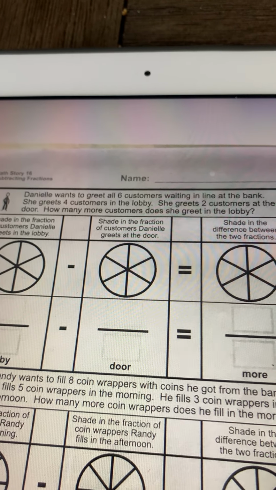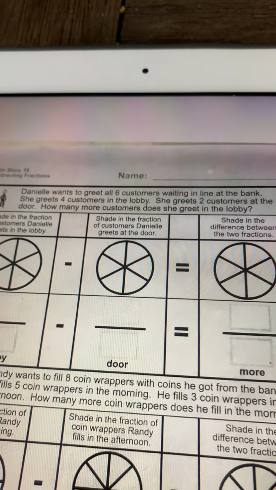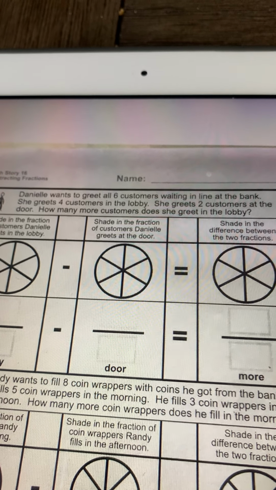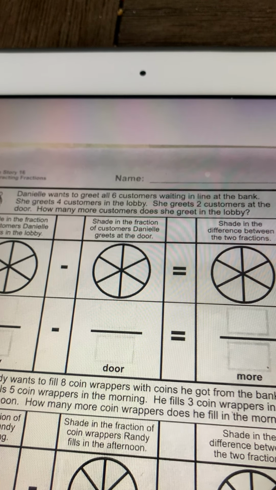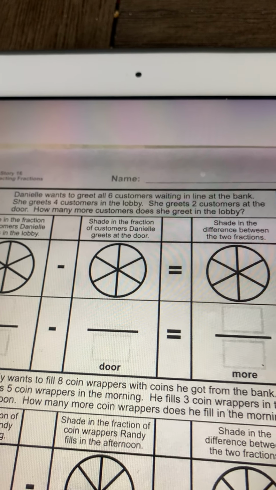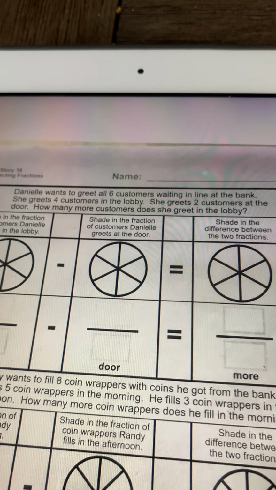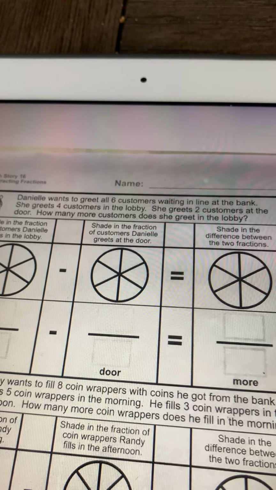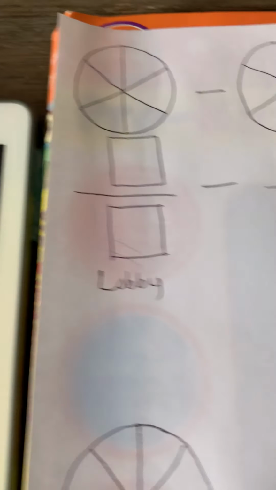Okay, and the top part reads, Danielle wants to greet all 6 customers waiting in line at the bank. She greets 4 customers in the lobby, and she greets 2 customers at the door. How many more customers does she greet in the lobby? Okay, so she wants to greet all 6 customers. So we should have a total of 6.